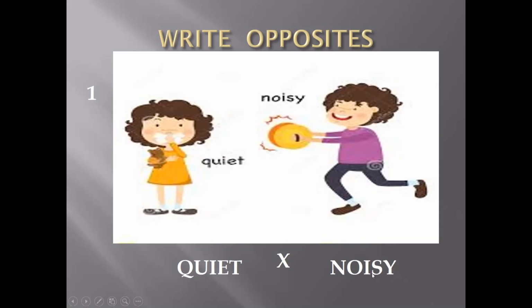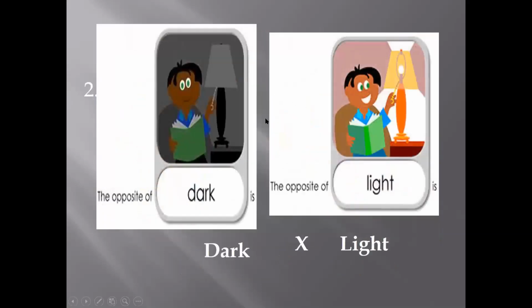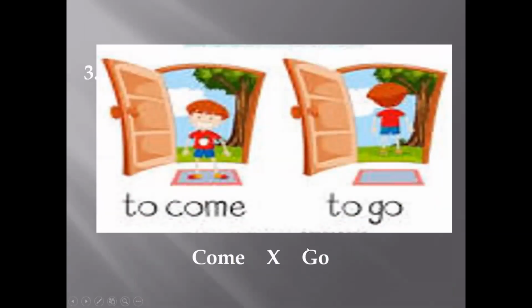Quiet, noisy. Q-U-I-E-T, quiet. Noisy. See, dark. There is no light. And there is light here. Dark, light. D-A-R-K, dark. L-I-G-H-T, light. Come, go. To come, to go. You come here, you go there. Opposite.